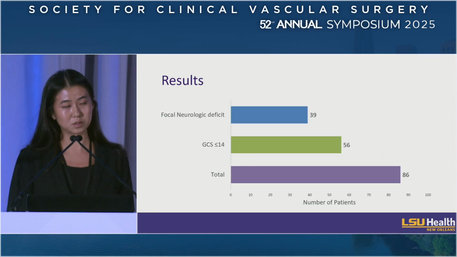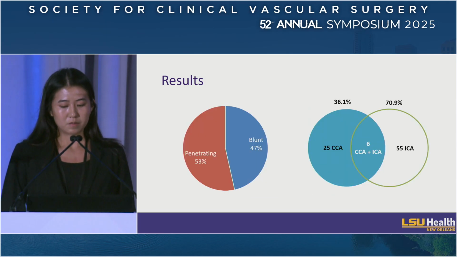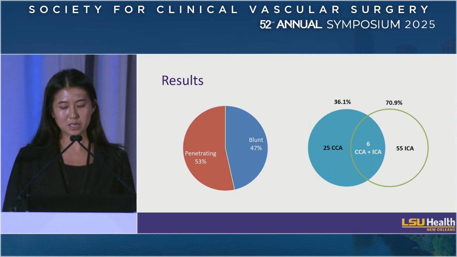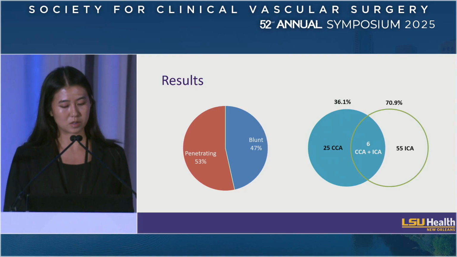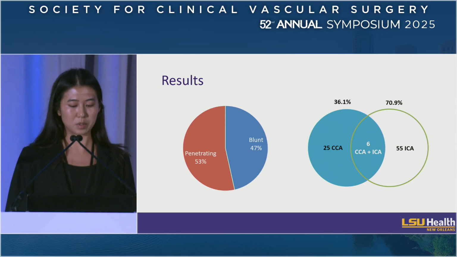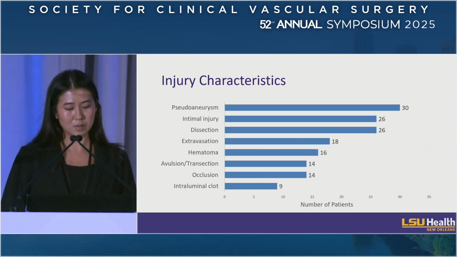Neurologic status on arrival was assessed using the documented Glasgow Coma Scale or focal neurologic deficits in the notes. The median GCS of our patients was 13. 53% of our patients presented with penetrating injuries, while 47% suffered from a blunt trauma. And the majority of our patients had internal carotid injuries, and there was a small portion that had both internal and common carotid injuries. The most common injury characteristics that were noted were pseudoaneurysm, intimal injury, and dissection.